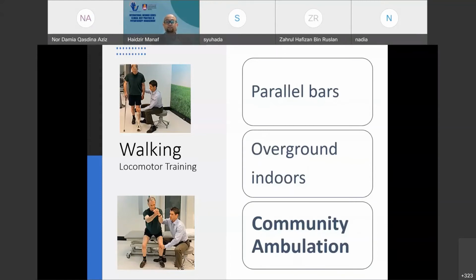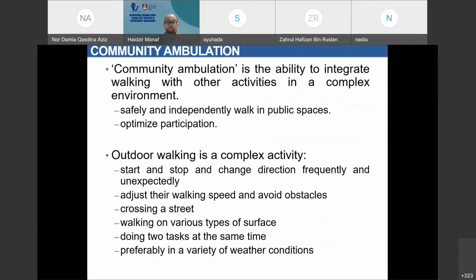We call it community emulation. Community emulation is the ability to integrate walking with other activities in a complex environment. The patient must perform the walking safely and independently in the public space in order to optimize participation. Outdoor walking is a very complex activity because it has different components inside the walking activity. The patient should start and stop and change direction frequently and unexpectedly, or suddenly.